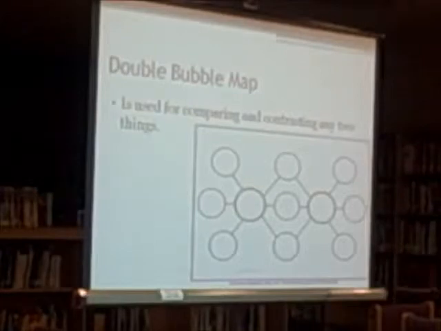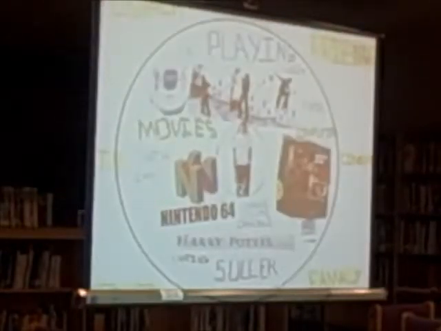Teachers. Okay. All right. So before we move on to the double bubble, are there any questions about the circle map? The thing to remember about the circle map is that you are defining. That's the job of the cognitive skill: you are defining the topic when you're using the circle map.